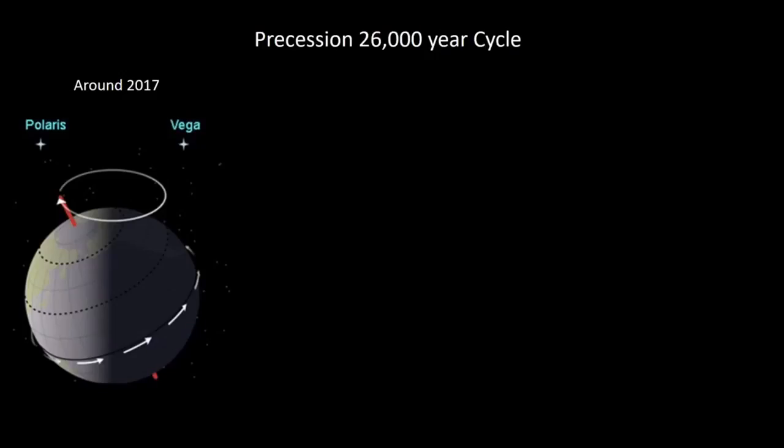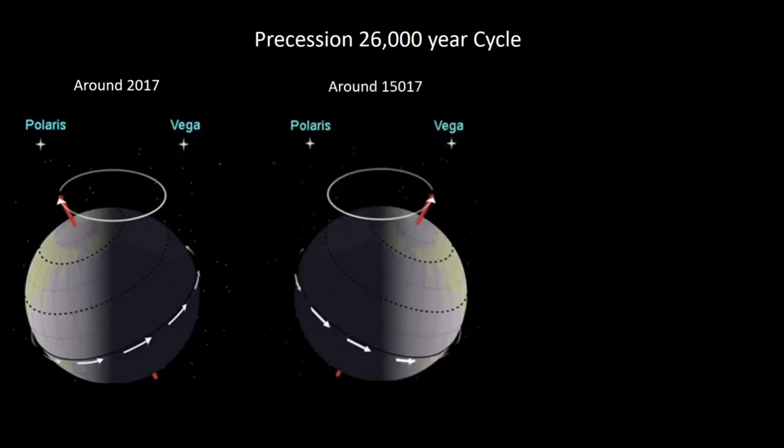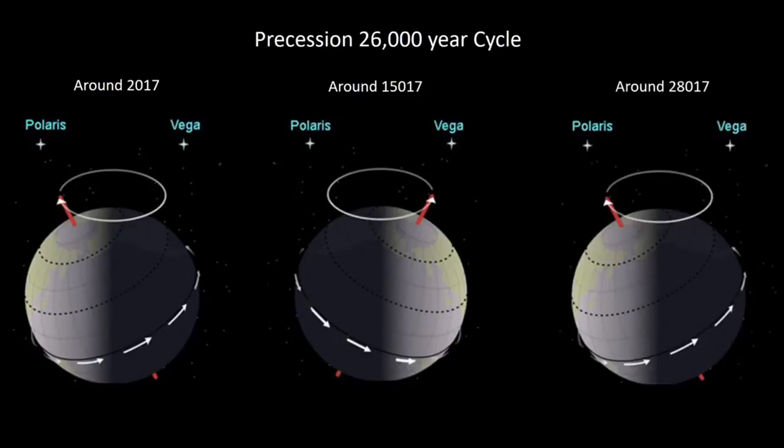At around 2017, the axis of the Earth is pointing at Polaris, the North Star. Due to precession, it will gradually arrive at a point where it would be pointing at the star Vega. When this shift does occur, Vega would then be considered the North Star. The full cycle of precession, when once again Polaris is considered the North Star, takes around 26,000 years.